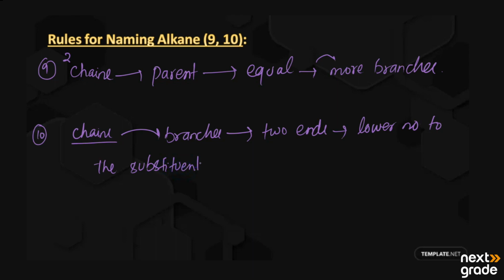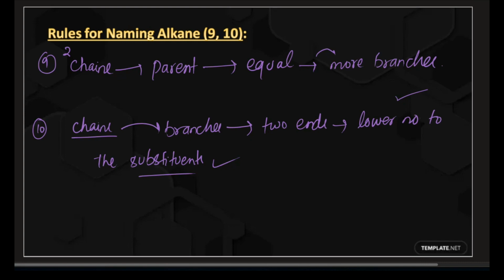So this was the 10th rule for naming of the organic compounds or alkanes. I hope you guys understand the naming of alkanes or the nomenclature of the organic compounds. And if you have any queries, you can ask me about that in the comment section.